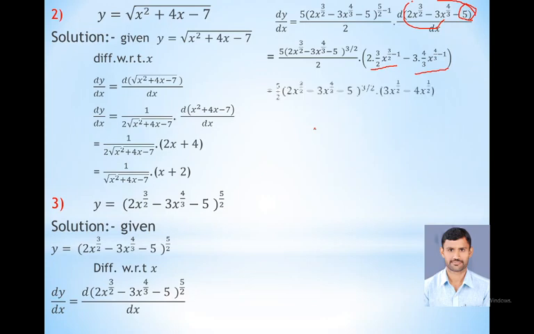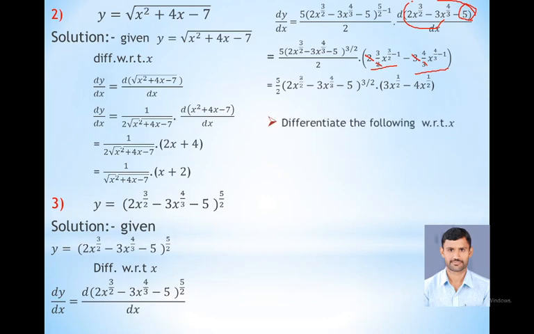So which is equal to 5/2 into (2x^(3/2) − 3x^(4/3) − 5)^(3/2) into, 2 gets cancelled. Look at this, 2 gets cancelled. Now remaining is 3x^(1/2). 3 is also cancelled, so remaining is 4x^(1/2). So which is equal to 5/2 into (2x^(3/2) − 3x^(4/3) − 5)^(3/2) into (3x^(1/2) − 4x^(1/2)).